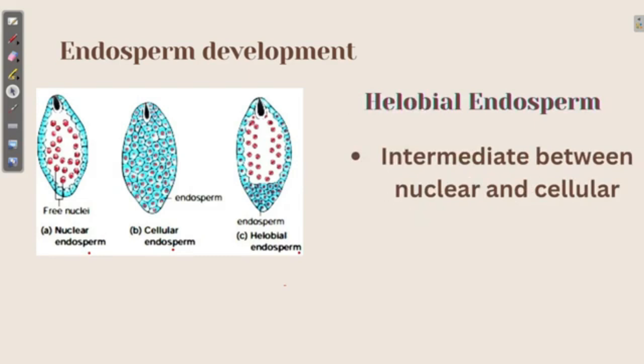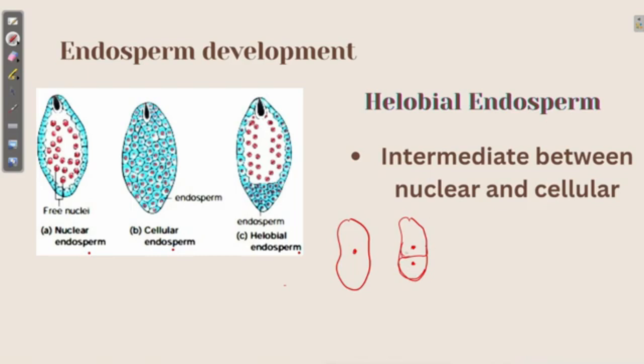The next kind of endosperm is helobial endosperm. This type of endosperm is intermediate between the nuclear and the cellular type. In helobial endosperm, the first division of the primary endosperm nucleus is accompanied by cell wall formation. So it divides into two, followed by cell wall formation, and it gets differentiated into two cells. And this division is actually unequal.